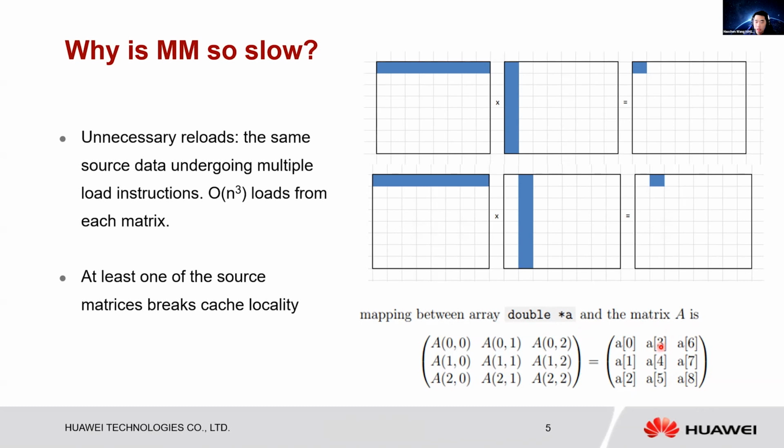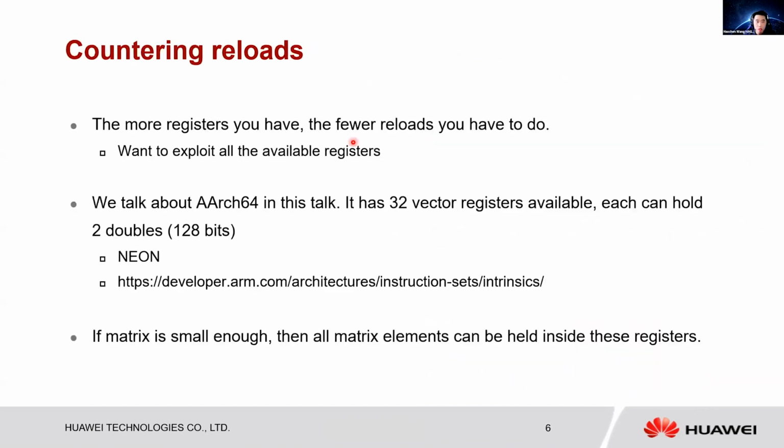And as you can see, in column major storage, if we're loading an entire row of matrix A, every time you load another element, you're jumping across a lot of addresses, which means it breaks cache locality, causing slow performance. Okay, so we have to counter these two factors. So let's first look at countering reloads.